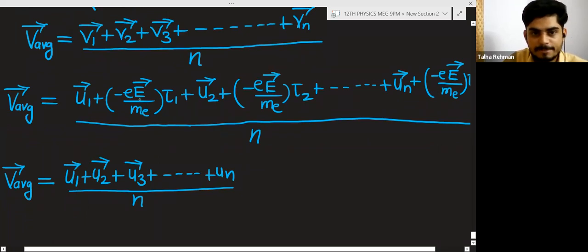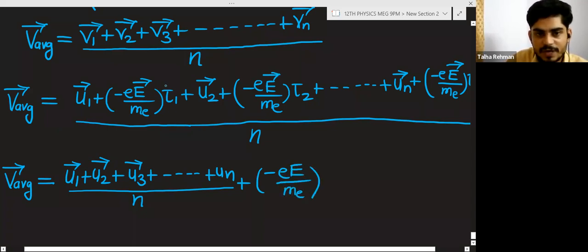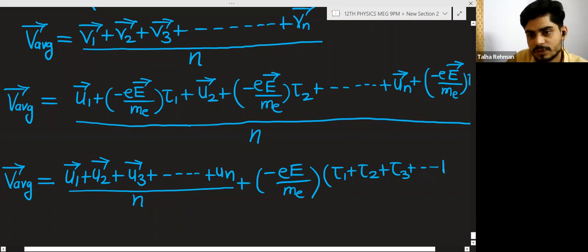See here, we have this E by me. E by me is common from everywhere. So I can write plus common of minus E by me, and now we have tau1 plus tau2 plus tau3 plus, and so on, plus tau n, and this is divided by n.